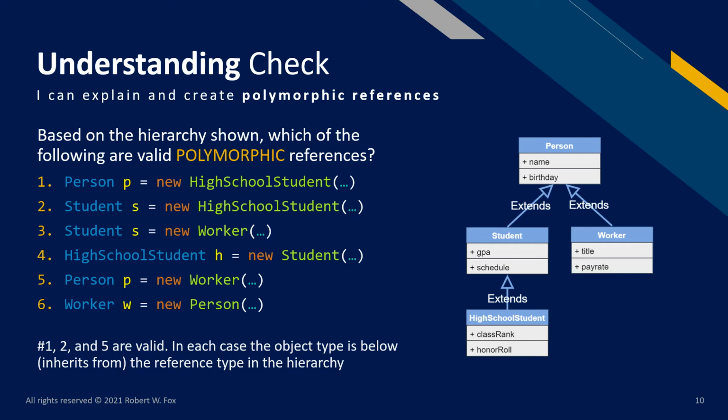Number 4, high school student H equals new student. So student is the object. It does not inherit from high school student, so it is not valid. However, number 5, person P equals new worker. Worker does inherit from person, so it is valid. But number 6, the opposite is not true. A person does not inherit from worker.